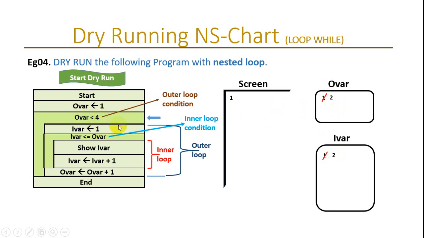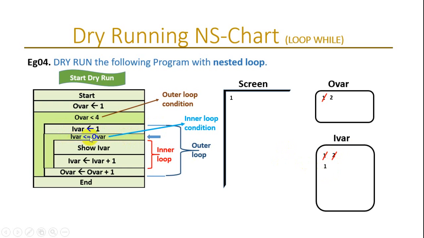So you go into the outer loop's area, this part. Since this is true at this point, OVAR less than 4, OVAR is 2, so less than 4. So you go to the next line. Assign IVAR with 1. So currently IVAR is 2. When you assign 1 onto that, 2 will go off and it will become 1. Then you go to the next line and check this condition.